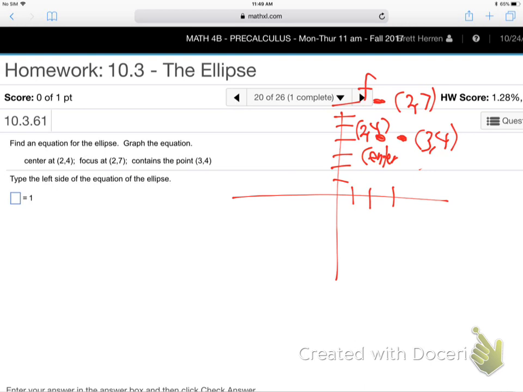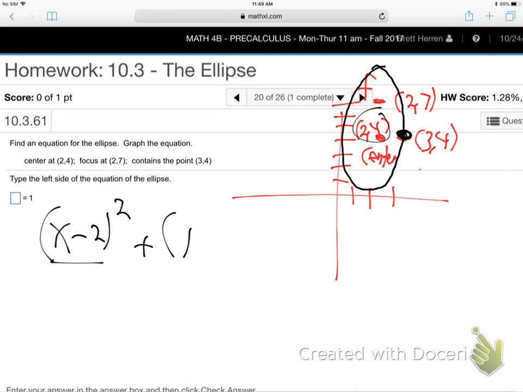Good so far. Does this ellipse go up, down, or side? Is it taller or wider? The focus point is up, so it's taller. It hits this point, but the focus is inside of it. It doesn't hit the focus; those are inside of it, right? It goes beyond them. Good so far? Find the equation. Here's the center, opposite, opposite: x minus 2 squared over something, y minus 4 squared over something is 1.